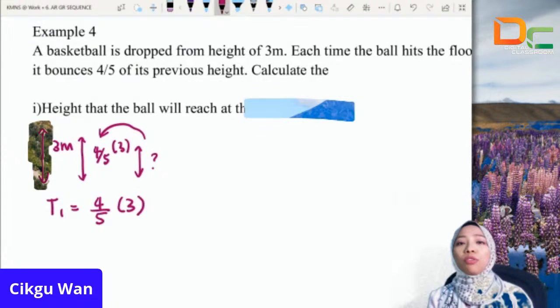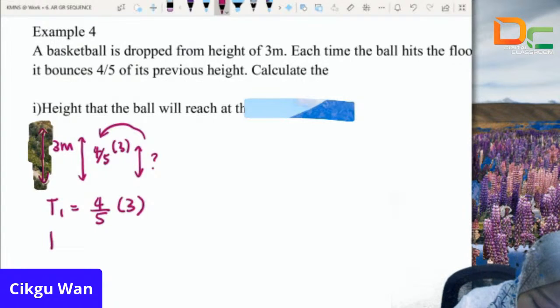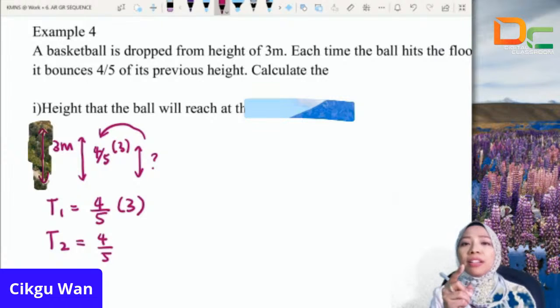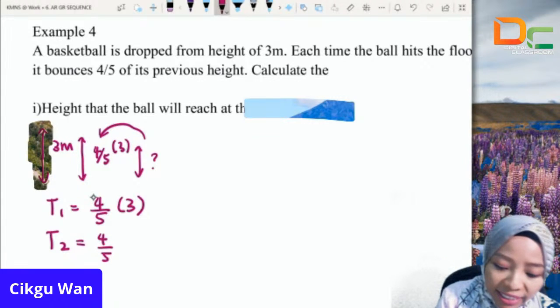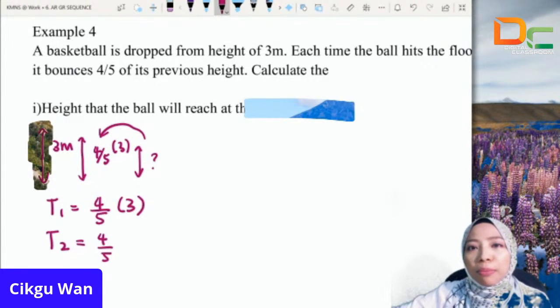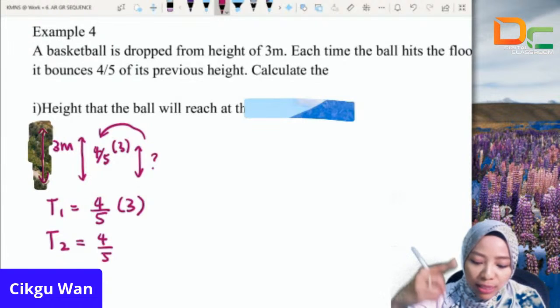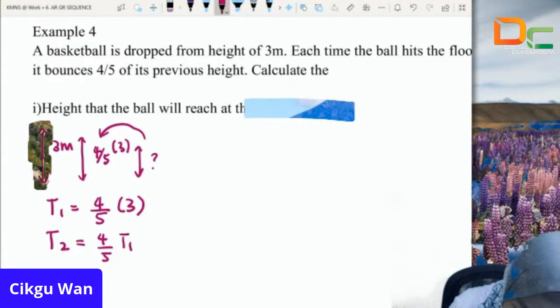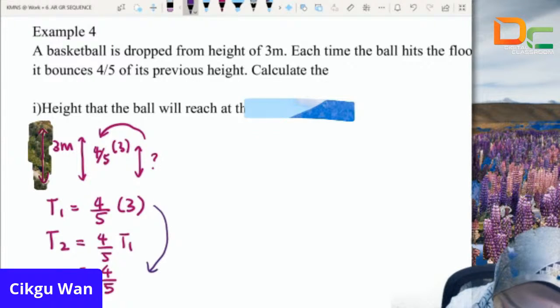Okay, 4/5 times 3. And then T2, 4/5 times with 4/5 dari siapa? Dari T1, bukan dari 3. Kalau tak, semua pun dapat jawapan sama lah. Dia mesti daripada T1. Okay, T1 kita apa? Kita akan masukkan T1 kita tadi. T1 kita adalah 4/5 times 3.